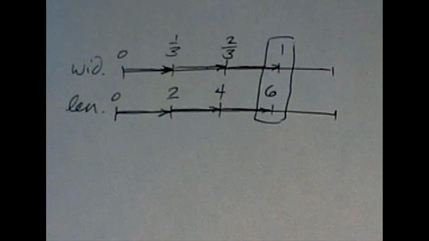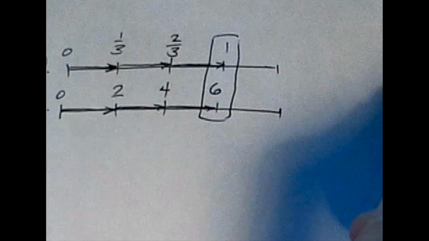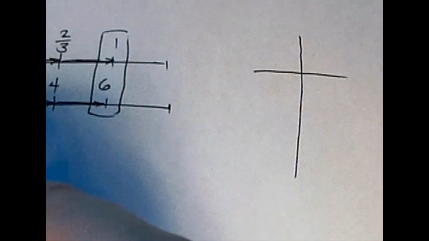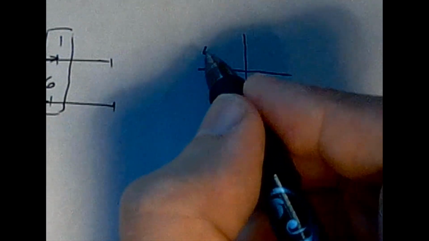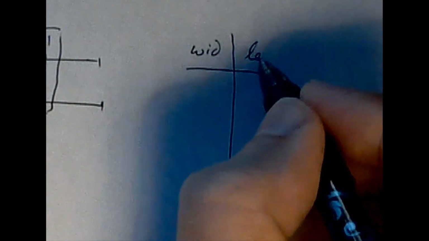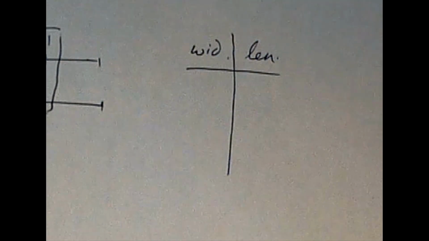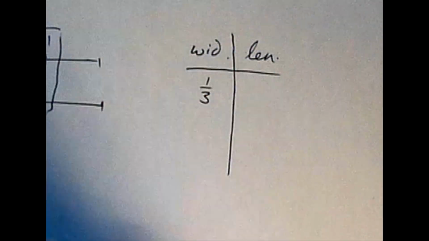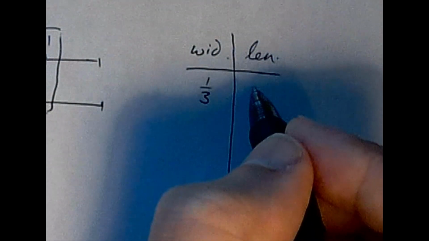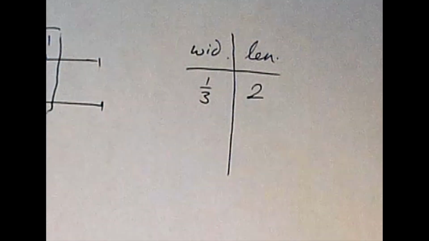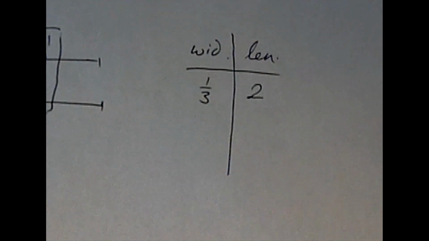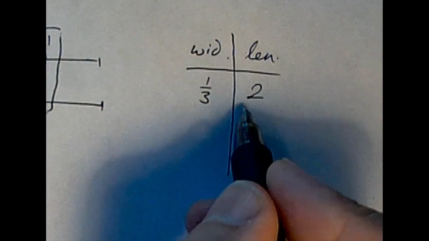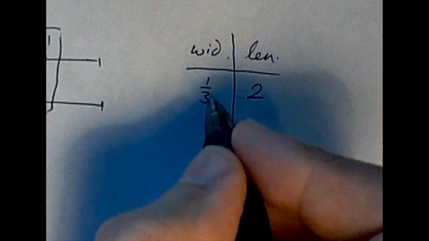Another way is to use a t-chart. And a t-chart is similar to that. It looks like this, and you put your width on one side and your length on the other side. We know that your width is 1/3 and your length is 2. So now we have to figure out, what do we have to do to 1/3 to get to 2? How many 1/3s are there in 2?